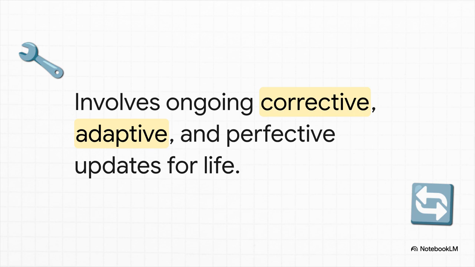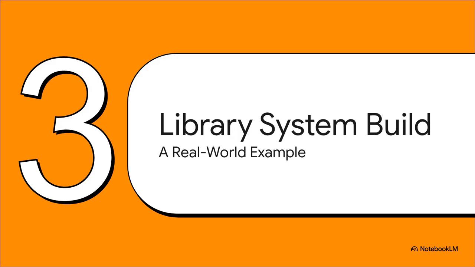Software requires ongoing corrective, adaptive, and perfective updates throughout its entire life. We're talking about fixing new, unforeseen bugs, rolling out security updates, or pushing adaptations as the tech environment changes. In fact, believe it or not, this phase is often the longest and literally the most expensive part of a software's entire existence. So that transitions us perfectly to Section 3, building the library system.